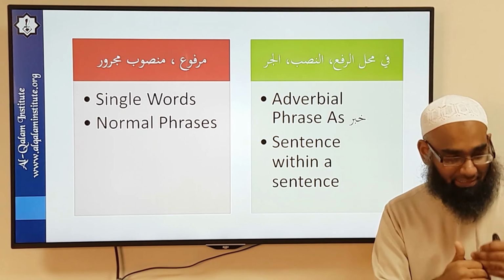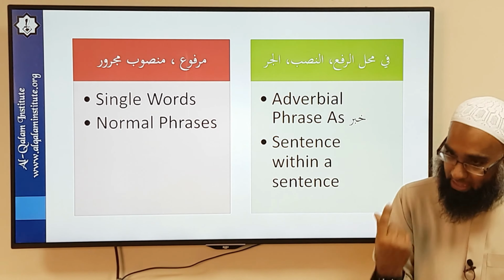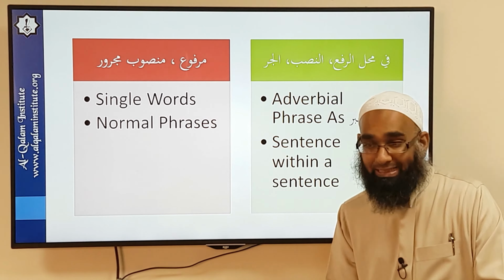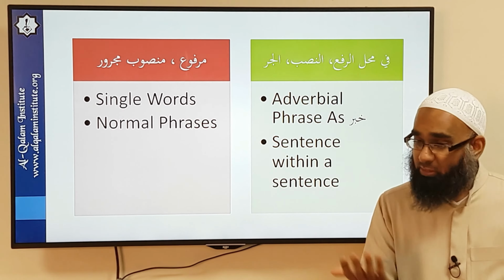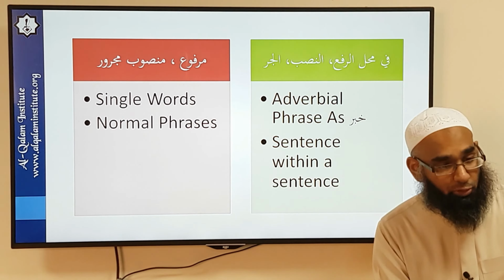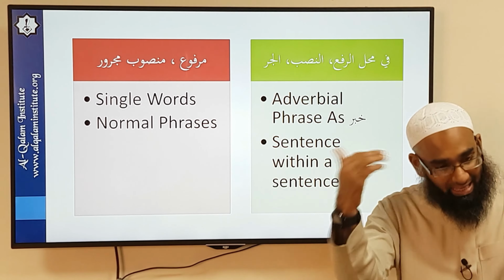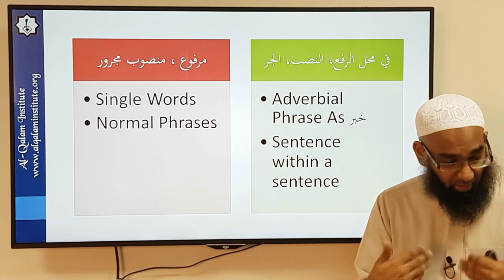If there's a sentence within a sentence, then a sentence has what? You say a sentence is what? Fi mahalli raf', fi mahalli nasb, fi mahalli jar. For example, idha is a mudaf. The sentence after becomes what? Mudaf ilay. So then mudaf ilay is what we've done before, that mudaf ilay must be majroor. But because the sentence doesn't have a kasra, it doesn't have a majroor sign, we say what? Fi mahallil jar.